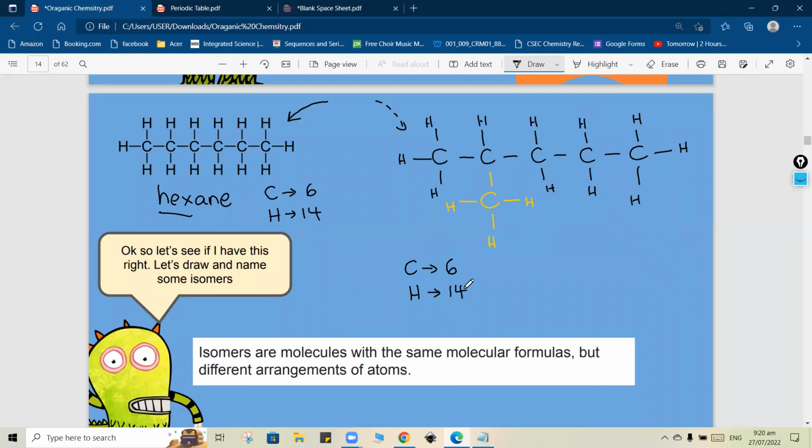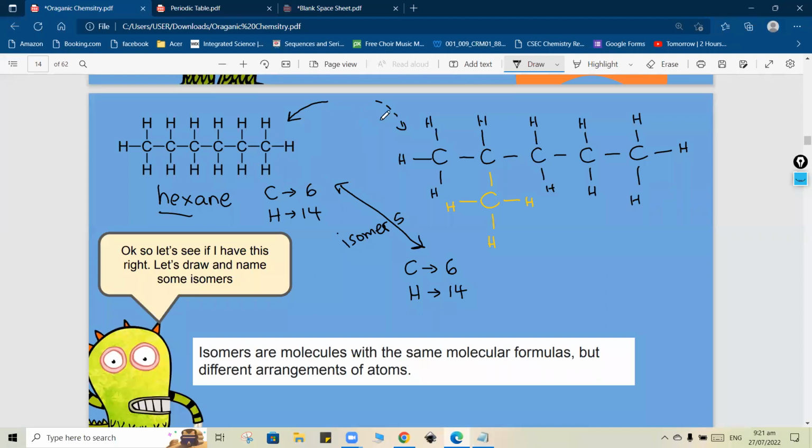14. So because both of them have the same number of carbons and the same number of hydrogens, they are called isomers of each other. That is all an isomer is. I know some of you were expecting something really, really complex, but it's not. You're just rearranging the carbons and hydrogens. Quick question.